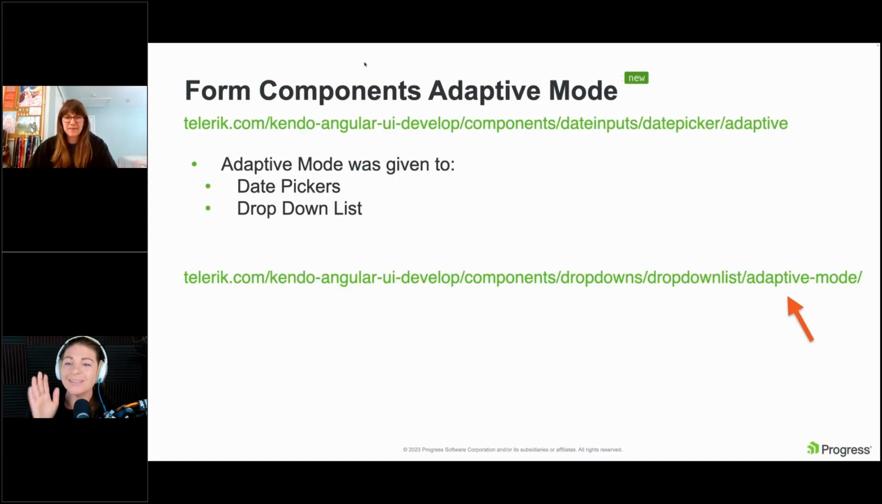So for the sake of these different features, we're gonna call this one adaptive mode and we're sticking to our guns. So adaptive mode was given to date pickers and DropDownList.